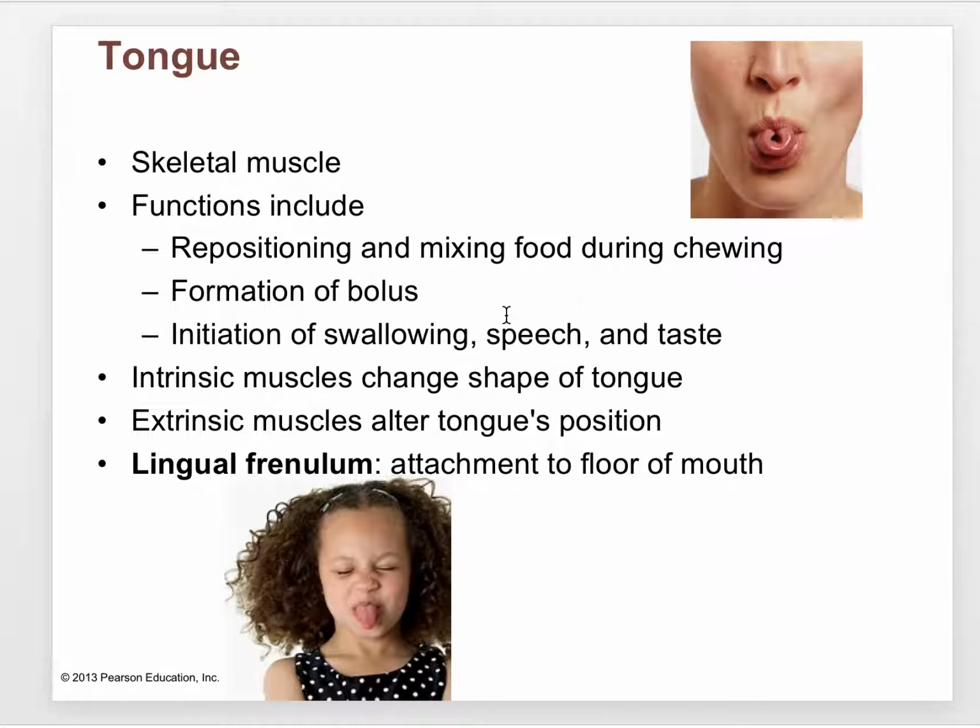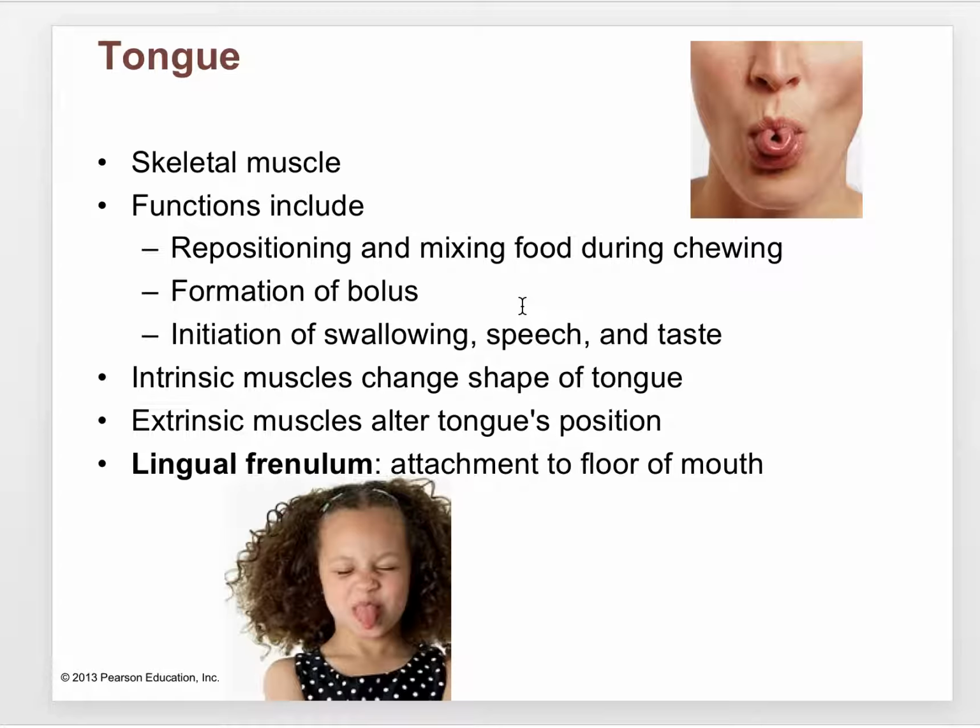The tongue has intrinsic muscles and extrinsic muscles. Intrinsic muscles are muscles within the tongue. These muscles change the shape of the tongue, like cause you to curl the tongue, like in this example here. The extrinsic muscles are muscles that are outside the tongue proper and attach the tongue to the floor of the mouth.